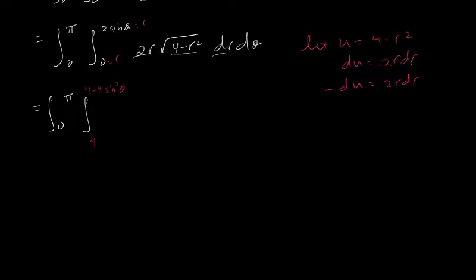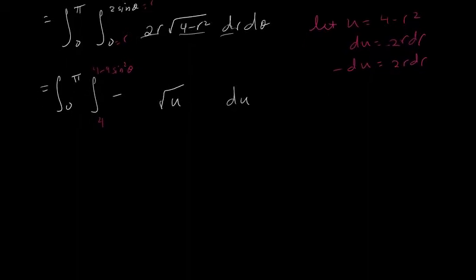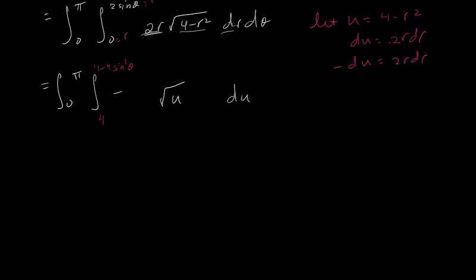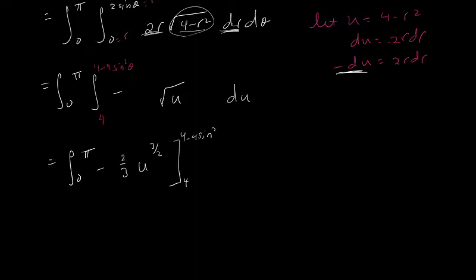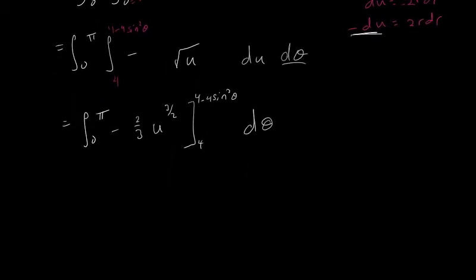Okay, and then my substitution, 2r dr is a negative du, and then that's the square root of u. So there we have it. We substituted 2r dr for negative du, so there's my negative in du, and then the square root of 4 minus r squared is the square root of u. So we can integrate that. That's going to become negative 2/3 u to the 3/2 evaluated from 4 to 4 minus 4 sine squared theta, d theta. I dropped my d theta above, so let's make sure we add that. What's left there is the d theta.